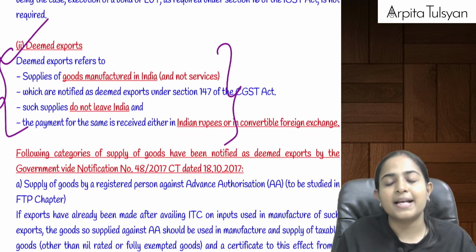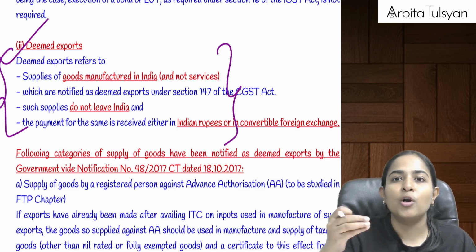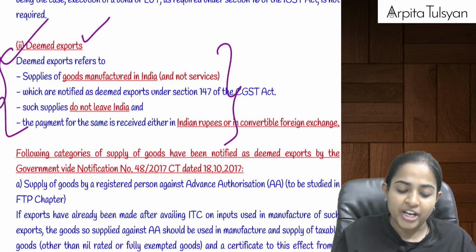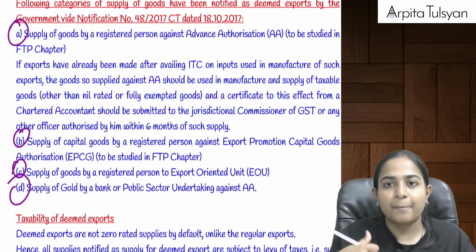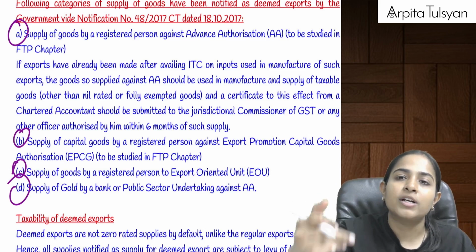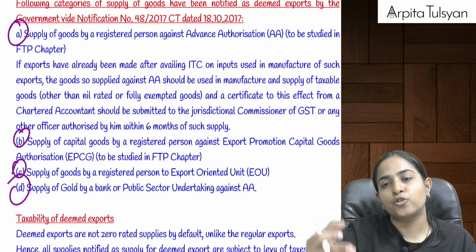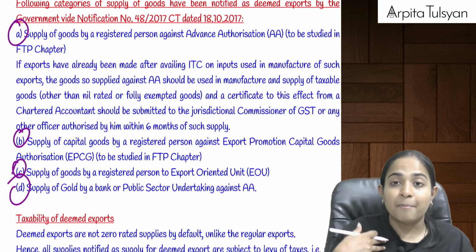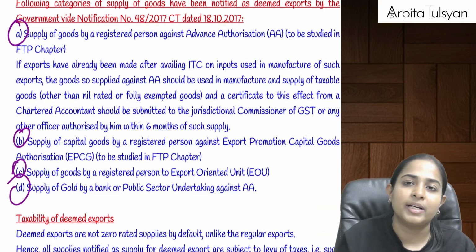Now from the name, as you can understand, deemed exports means actually it is not an export, but law has told that if you are doing these domestic transactions also, then too it will be called as deemed exports. Generally here 4 types of transactions are covered: A, B, C, D. When I am supplying the goods to you, we both are in India, and you have got some advance authorization from the government for exporting these goods further, which we will study in FTP chapter, then my sale to you will also be considered as deemed export, even though we both are situated here in India only.